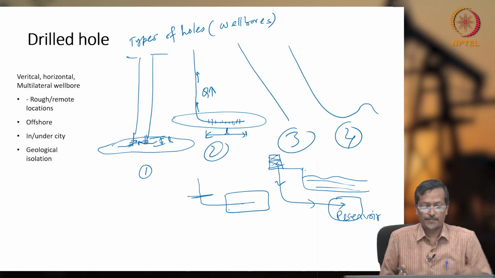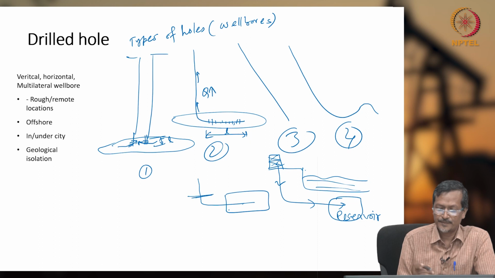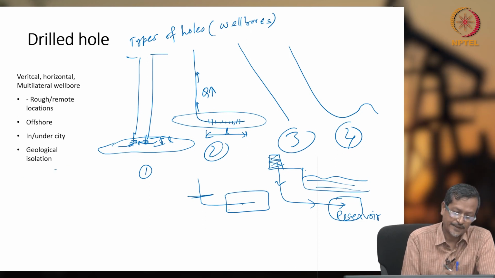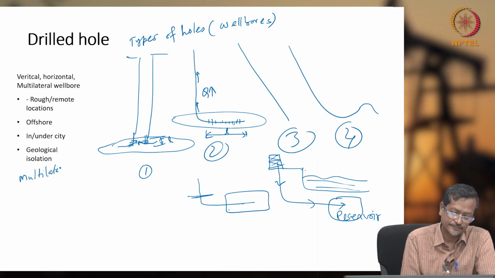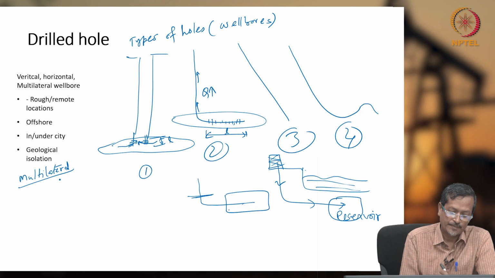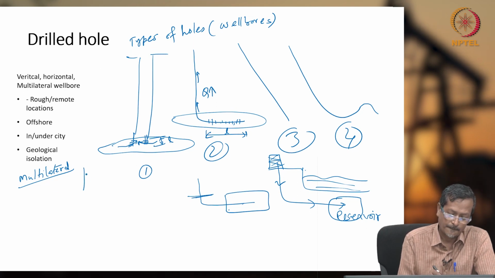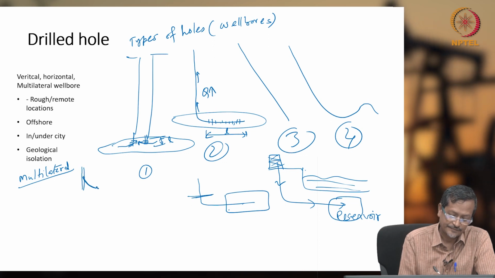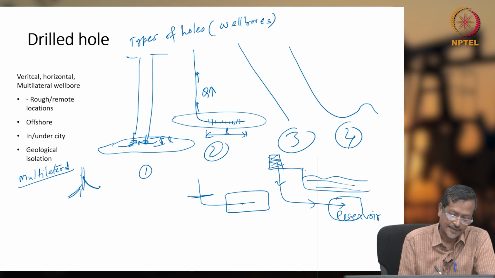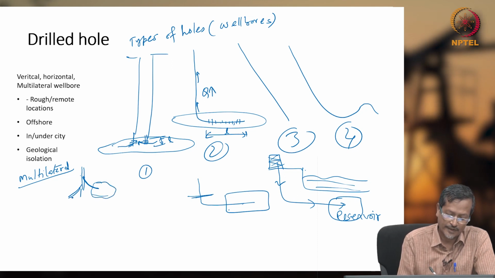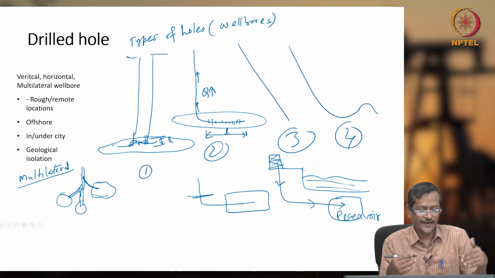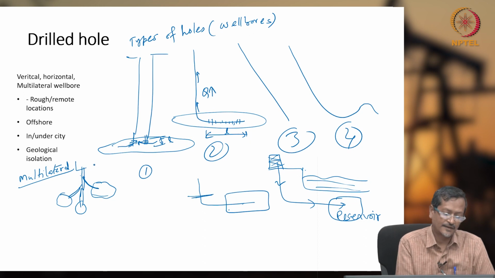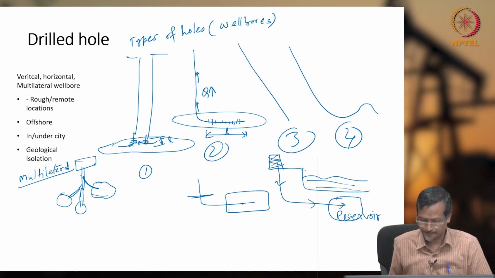And another option is the multilateral. Multilateral means you drill a vertical hole, and then multilateral branches here, here. So in a multilateral wellbore, you drill a vertical hole, then you do some branching like this. For example, you have some oil or gas source here, and here, and here. So you can get all the oil and gas from one single surface location.